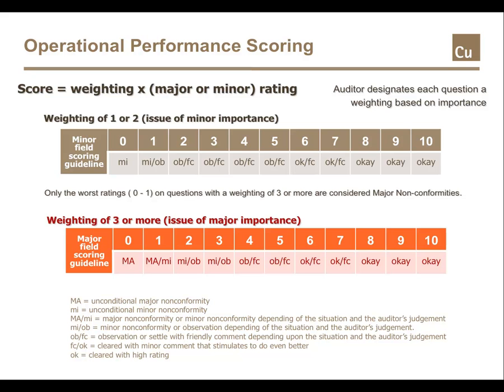MI denotes a minor non-conformity. OB denotes an observation, implying the issue is on its way to a minor non-conformity categorization, but if corrective or preventive action is taken, it will prevent that. FC denotes friendly comments, implying generally that it's okay. However, there's room for some improvement, while OK denotes conformity with a high rating.